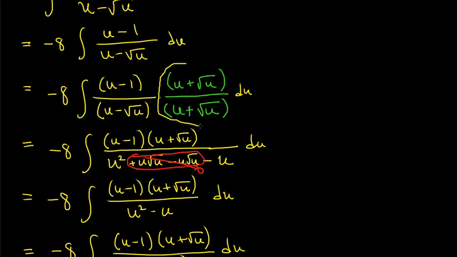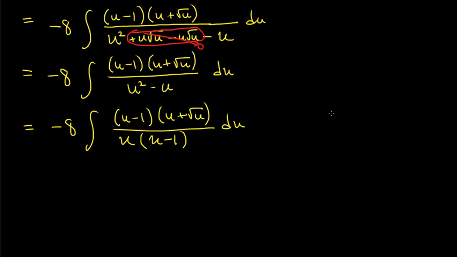That was the whole reason for multiplying by this weird conjugate thing, right? So there's a factor of u minus 1 in the numerator, and there's a factor of that in the denominator. It's like 3 divided by 3. It's just 1, right? They cancel. Okay, so with that, what does this become? We still have the negative 8. That's not going anywhere anytime soon.